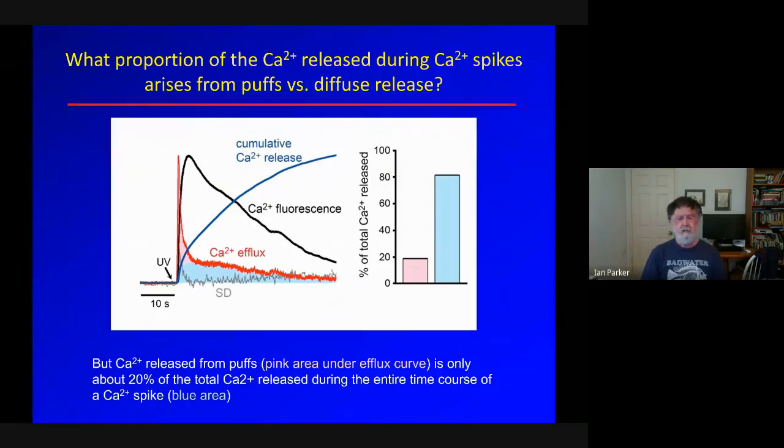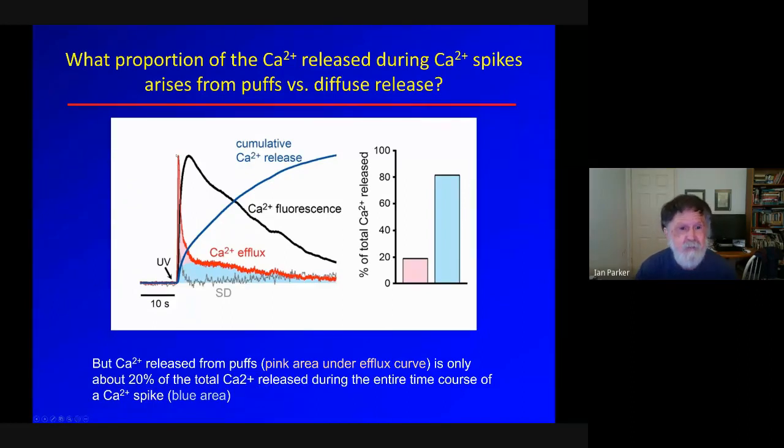Okay, the last thing we looked at was just how important the puffs are in terms of the total calcium release underlying the global signal. This plot is a little bit complex, so let me talk you through it. To begin with, the black trace is just global calcium fluorescence, the global calcium signal throughout the entire cell. The grey noisy trace, again, is our SD signal, puff activity. So we have this brief flurry of puffs during the rising phase of the global calcium signal.